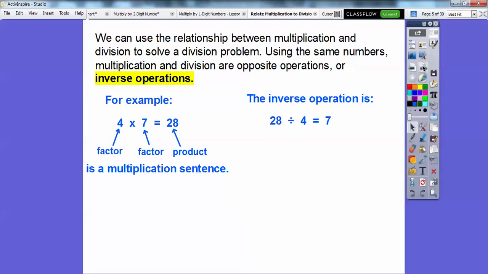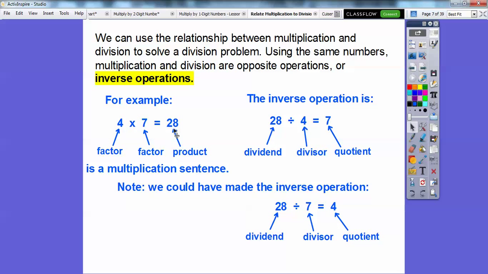is 7 right here. If you have trouble remembering these, we'll say them enough that it should start getting a little familiar anyway. The divisor is what we're dividing by, the dividend is what we're dividing into, and the quotient is always our answer. So this is a related division problem that relates to this multiplication sentence. Now, we could have also said 28 divided by 7 equals 4. It just depends on which numbers you want to pick. This number divided by this one or this one, and it equals the other number. So 28 would be the dividend, 7 would be the divisor, and 4 would be the quotient. Okay, let's try some of this, you guys.